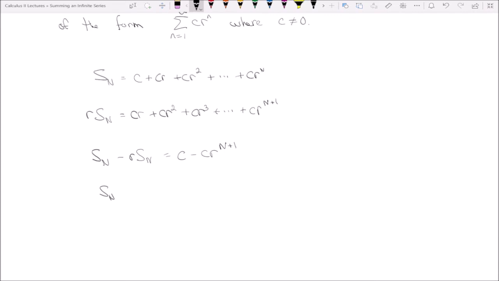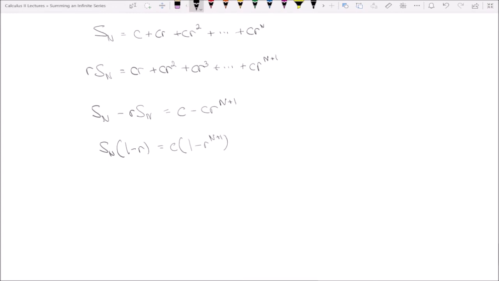Factor out an S sub n. And factor out a c. And we get our partial sum, S sub n, as c times 1 minus r to the n plus 1, all over 1 minus r, as long as r is not equal to 1.